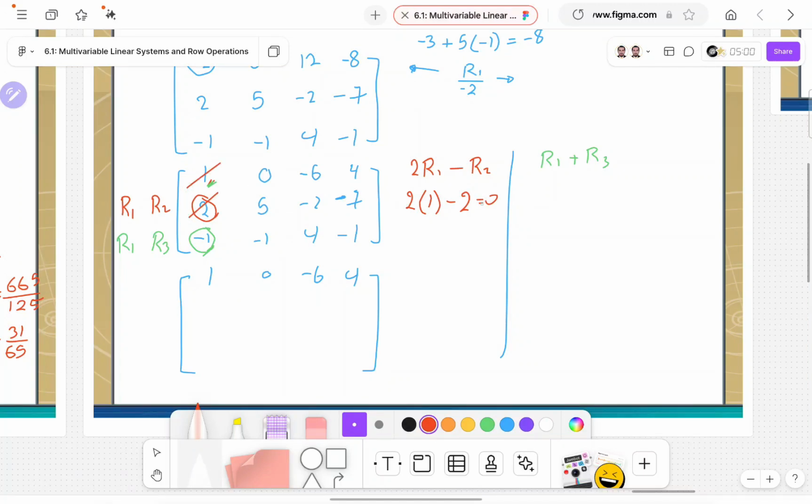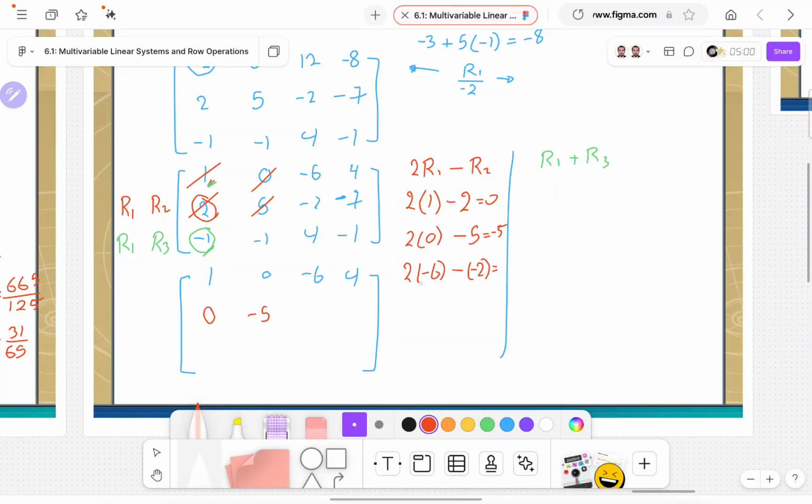So I finish from this 2. So the answer is 0. Then 2 times row 1 is 0, minus row 2, which is 5. So the answer is equal negative 5. So here is negative 5. So we cancel this 2. Then 2 times negative 6 minus row 2, which is equal negative 2.